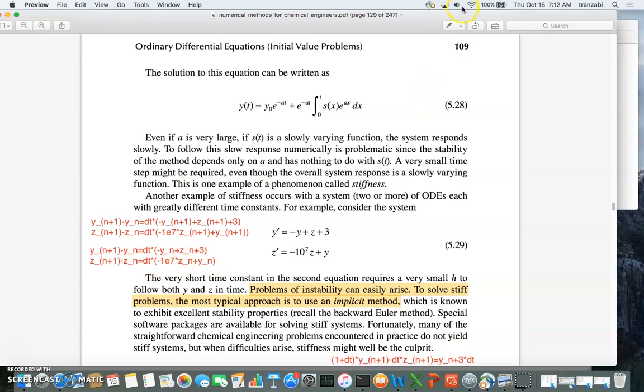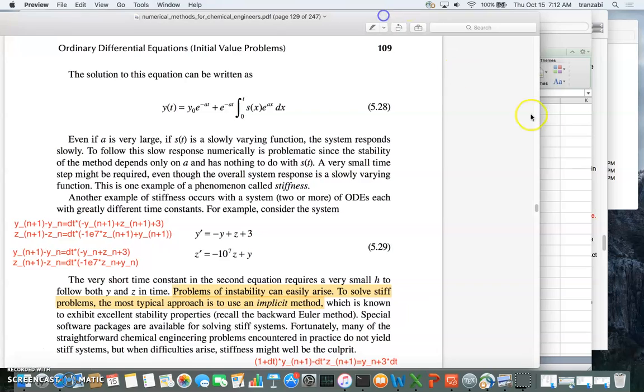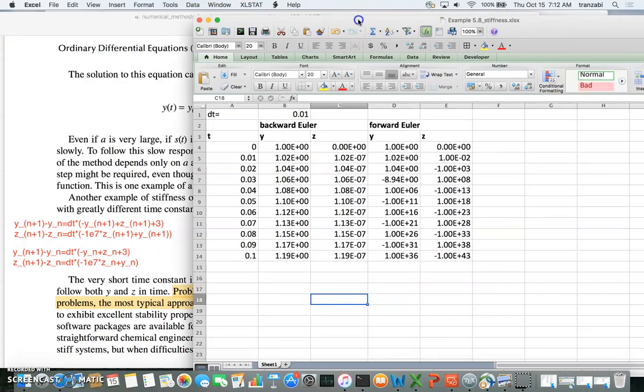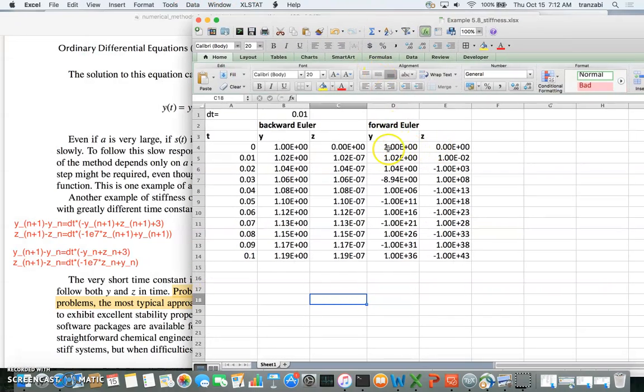Let's hard code this into the spreadsheet. So I'm going to move this over here. Here's my spreadsheet, and here's the forward Euler. Let's say the initial condition is 1 and 0, and my delta t is 0.01. I'm going to look at the problem only from 0 to 0.1. Well, this is actually a small range, but we're going to see how forward Euler behaves even within this small range.